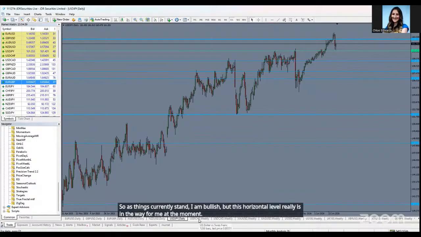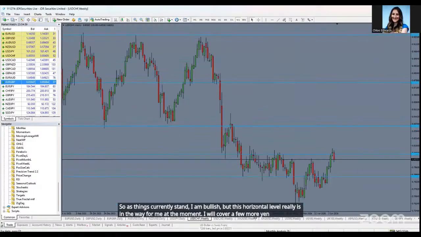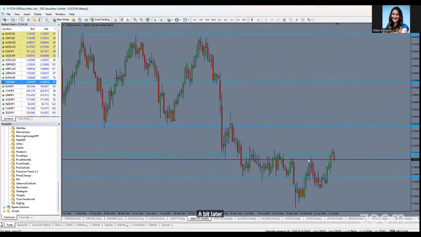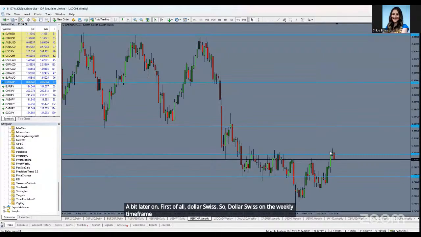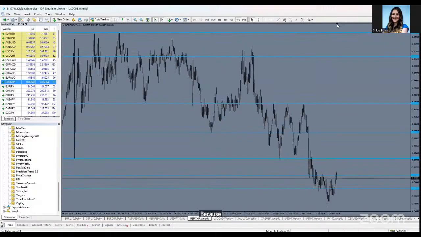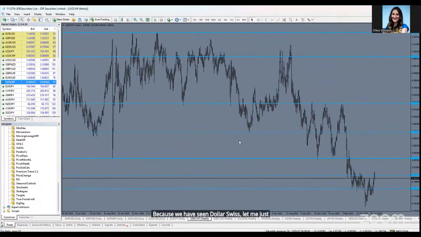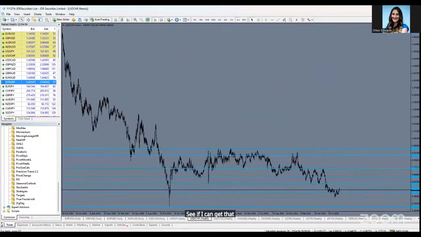We'll cover a few more yen pairs a bit later on. First of all, dollar Swiss. So dollar Swiss on the weekly time frame. This is at a kind of key area for me because we have seen dollar Swiss. Let me just see if I can get that onto the chart. We've seen dollar Swiss come down.